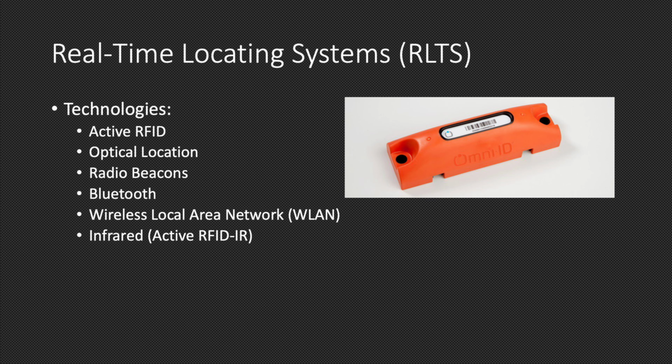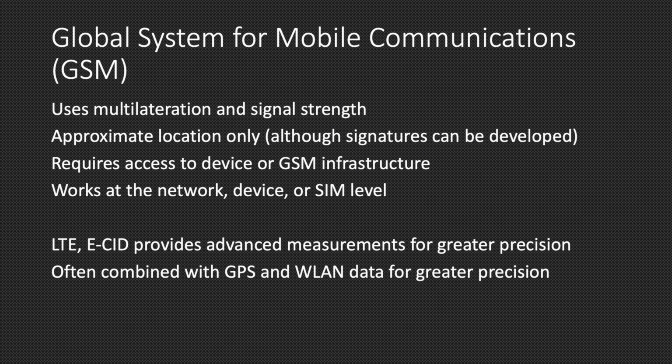And there are lots of different technologies that you can use for a system like this. For example, you could use something called active RFID, which is essentially an RFID system, but it's powered, so it's going to be able to send out a signal. There's also optical location. We're using cameras to detect objects in a warehouse. There are radio beacons, some really short-range Bluetooth systems. There are also systems that work with a wireless network in the building, or active infrared to tell where these different objects are. And a third system is GSM, and that's the Global System for Mobile Communications.